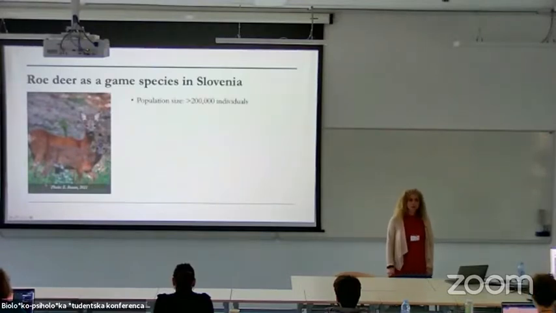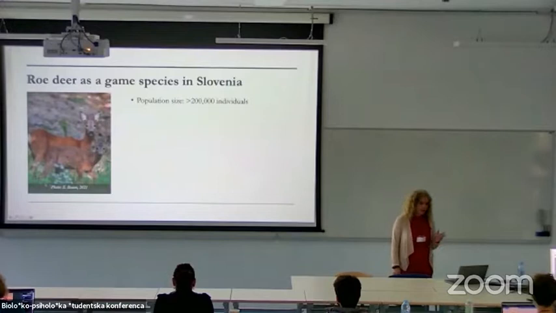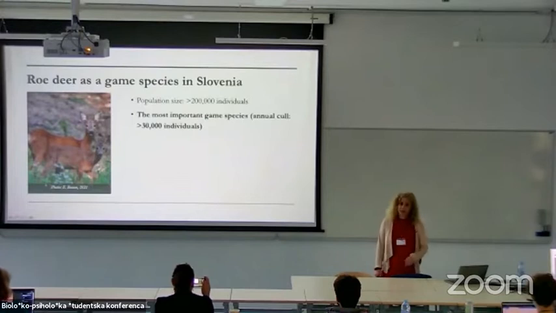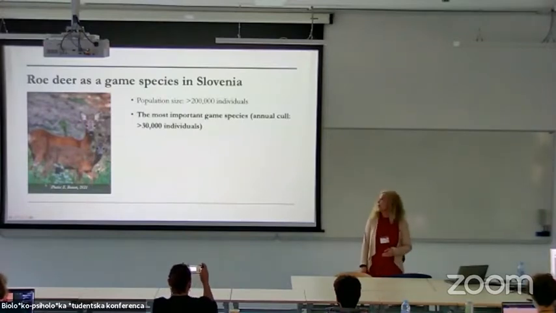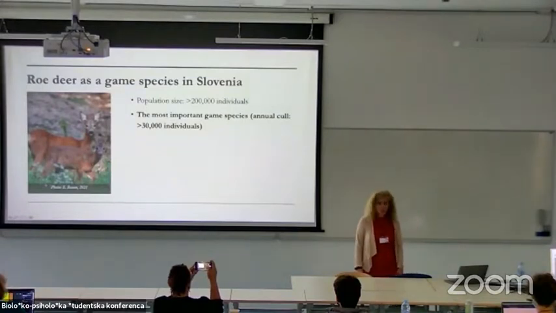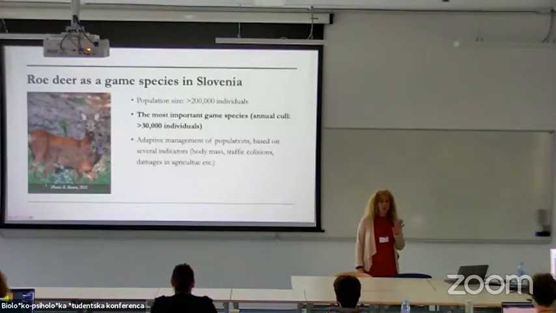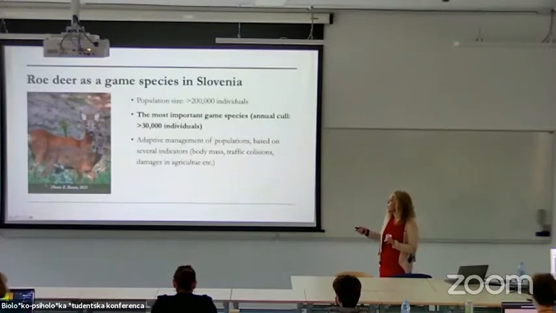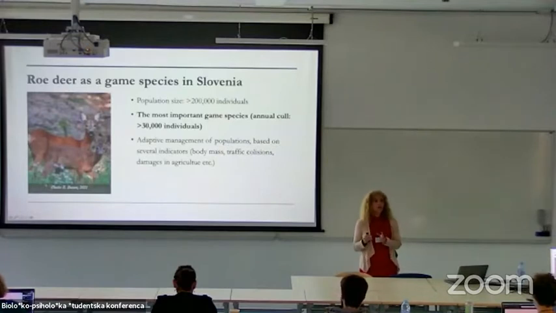In Slovenia, the population size of roe deer is around 200,000 individuals. The species is managed, which means that there is an annual cull of around 30,000 individuals. But what is really important is that this management is adaptive management. This is something really unique, maybe to Slovenia: we manage the roe deer population based on several indicators, such as body mass, traffic collisions, damage to agriculture, and so on.